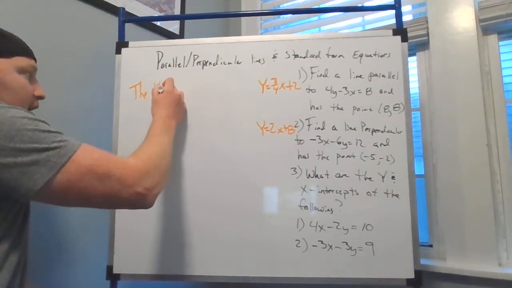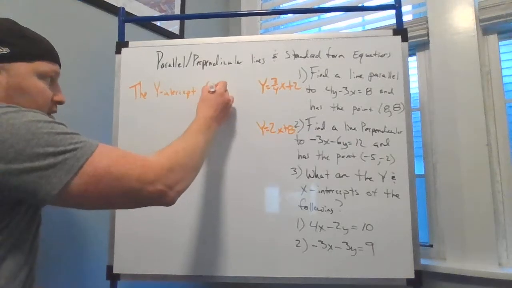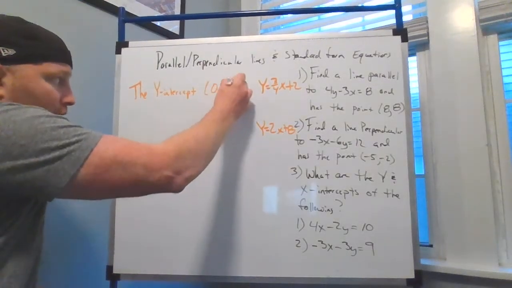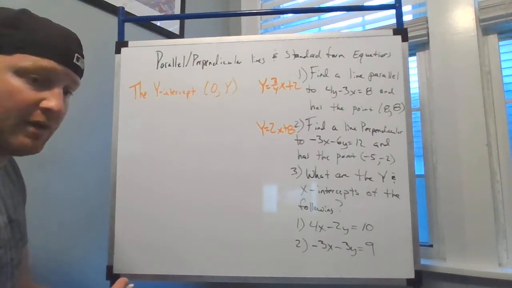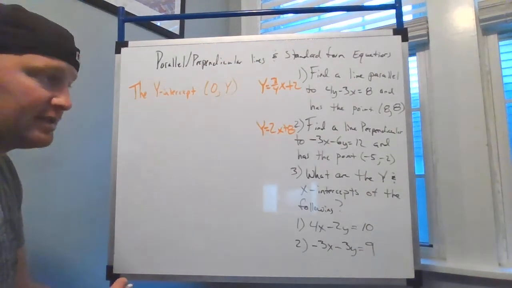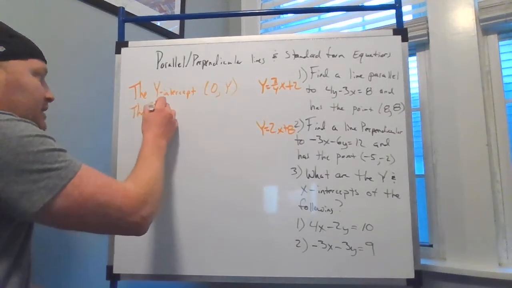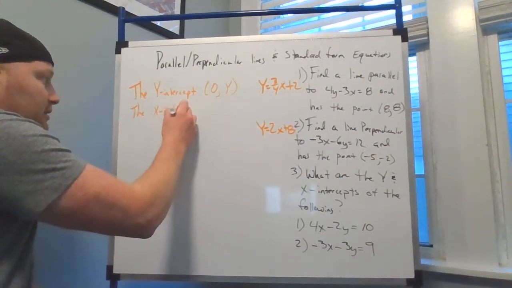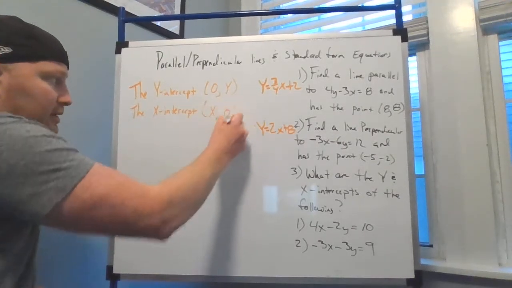The y-intercept is always written as (0, y), okay? Because the x is always 0 for the y-intercept. Think about it. Wherever it crosses the y-axis, that x value is 0. And on the flip, the x-intercept is always written as (x, 0).